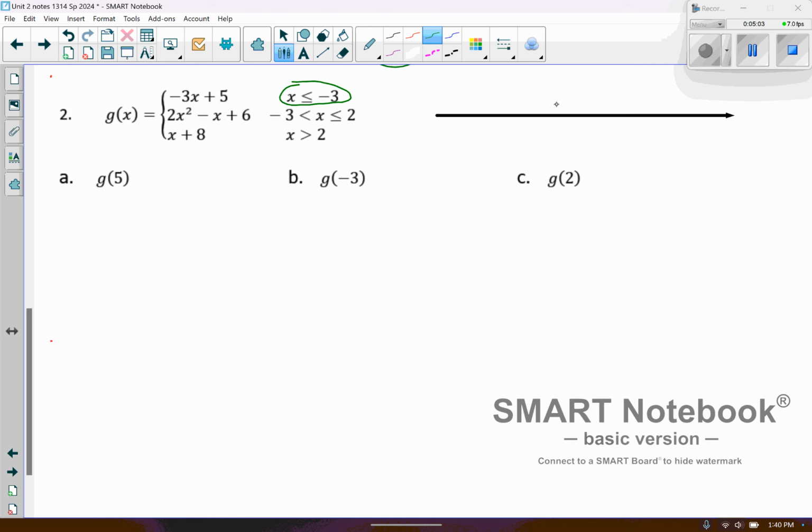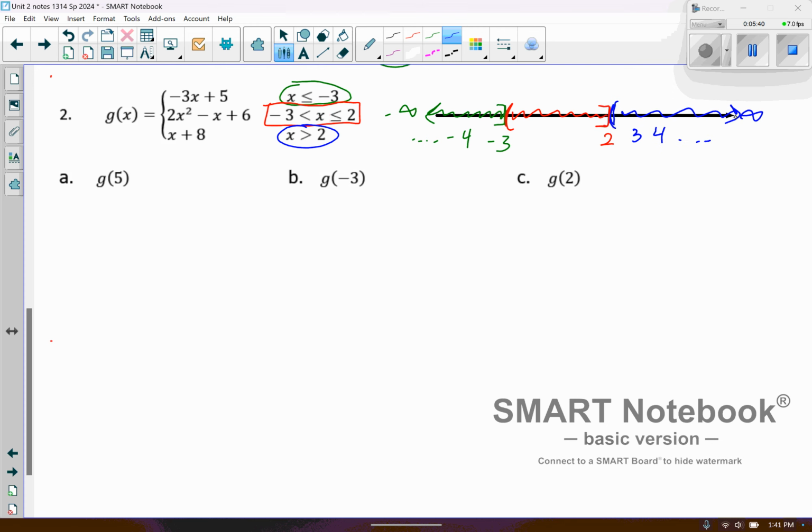So let's see. X is less than or equal to -3. So let's put -3 right here, and we're going to bracket that. That would be all these values like -4 all the way to -infinity. Then right here, this is getting squeezed between -3 and 2. So at -3, it is not inclusive, so we use the parentheses. And at 2, it is inclusive, so we'll bracket that in. And then our last one right here, x is greater than 2. So it'd be like 3, 4, and so on.